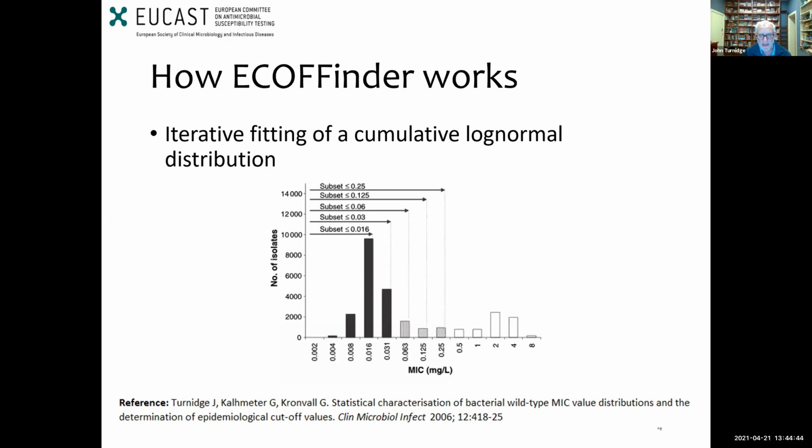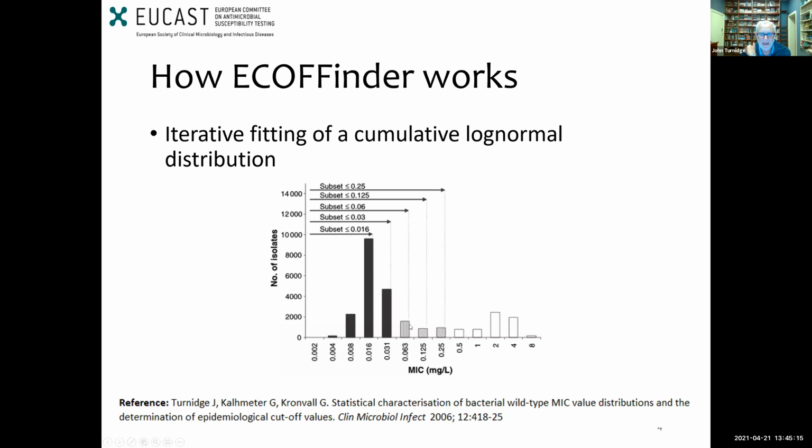But I decided that we at least needed some kind of mathematical support for that. I came up with this idea of iteratively fitting a cumulative log normal distribution. Why log normal? Well, MICs are distributed on a log2 scale, and you've been looking at log normal distributions on these graphs since forever without actually recognizing it, because the x-axis is logarithmic.